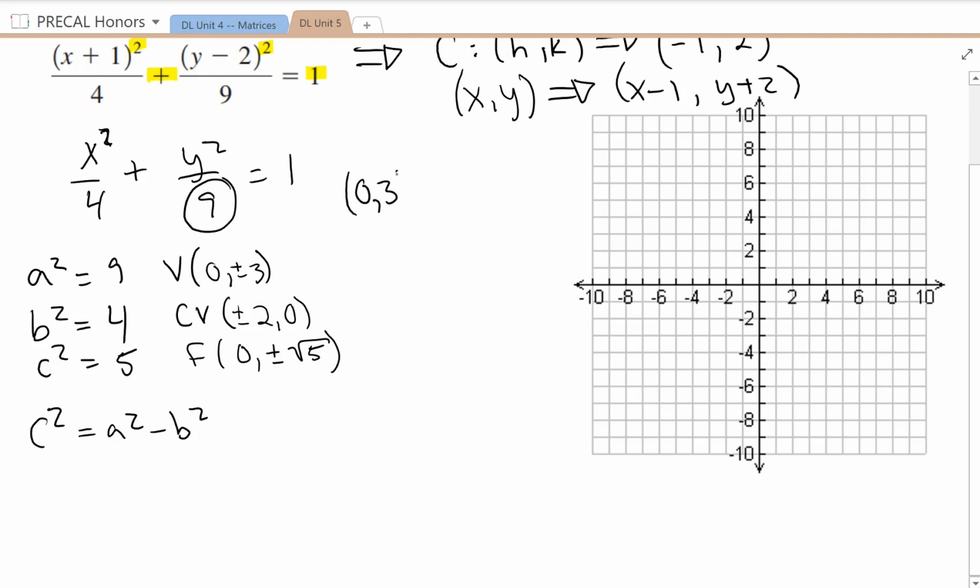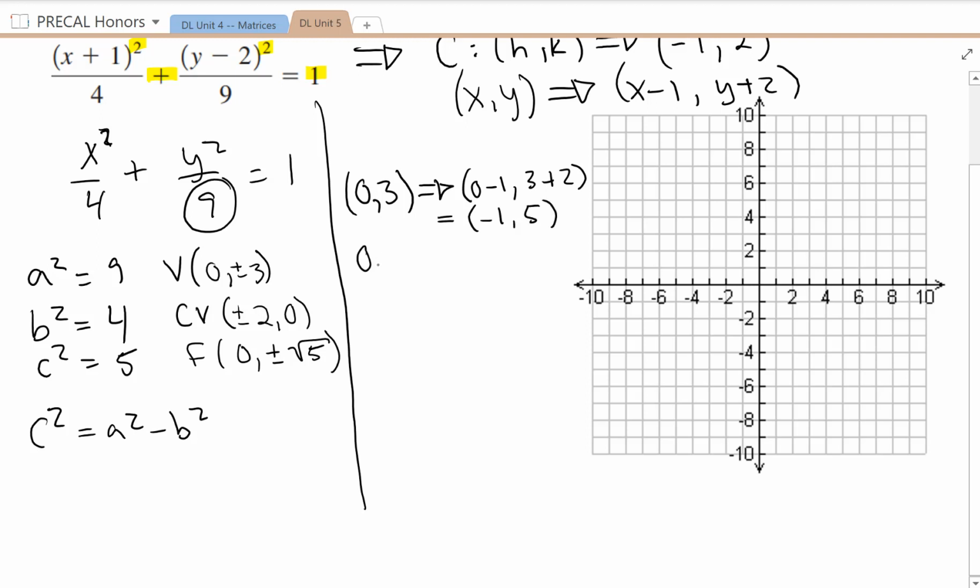0, +3. That translates to be 0 minus 1, comma y is 3, so 3 plus 2. Oh, okay, so one of your vertices is -1, 5. We do that with the negative version, the negative vertex, so that would be 0 minus 1, and negative 3 plus 5, which is negative 1, 2.